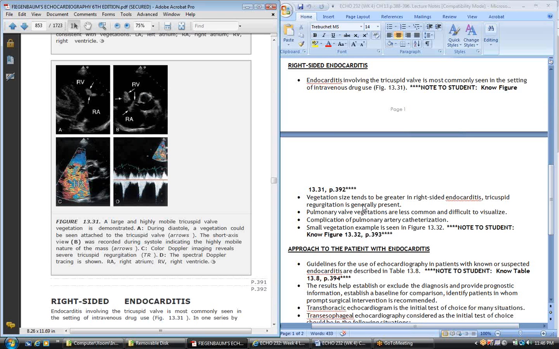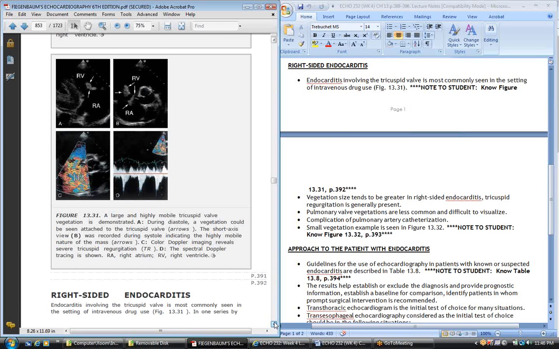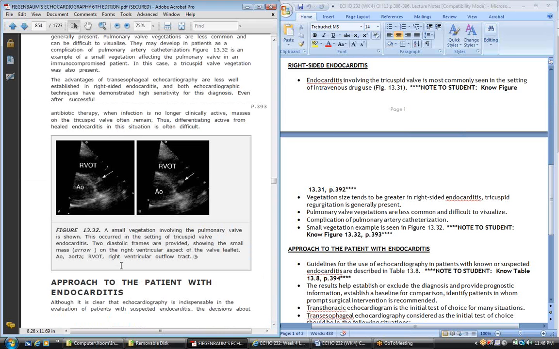Pulmonary valve vegetations are less common and very difficult to visualize because we don't really get a terribly good look at the pulmonary valve in most adult studies. Complication of pulmonary artery catheterization could be a vegetation. A small vegetation example is seen in 13-32. Let's take a look at it. This is involving the pulmonary valve, very, very small vegetation that you see on the pulmonary valve. Right here and here where the dot is.